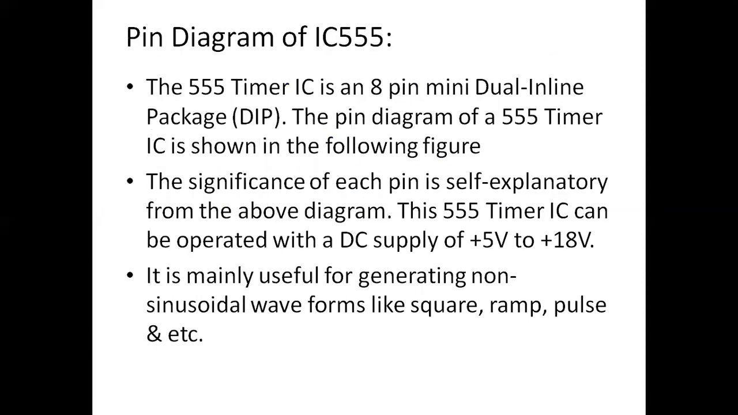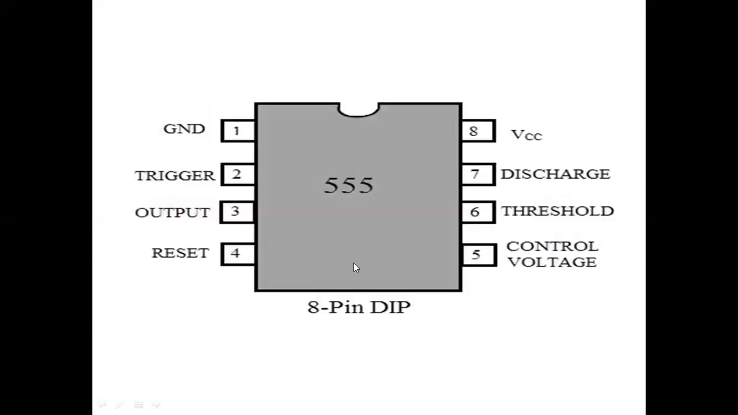So coming to the pin diagram of IC 555, mainly it is available in 8 pin in a DIP package. So that is dual inline package, and the pin diagram is shown in the figure. And the supply range, that is the DC supply which we are applying for the IC 555, is in the range of plus 5 volts to plus 18 volts. And it is mainly useful for generating the square and ramp signal waveforms. So this figure represents the IC 555 pin diagram, 8 pin dual inline package.